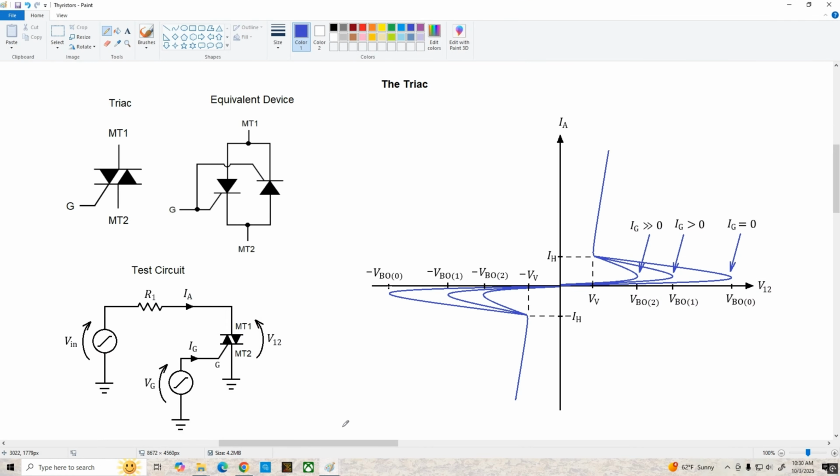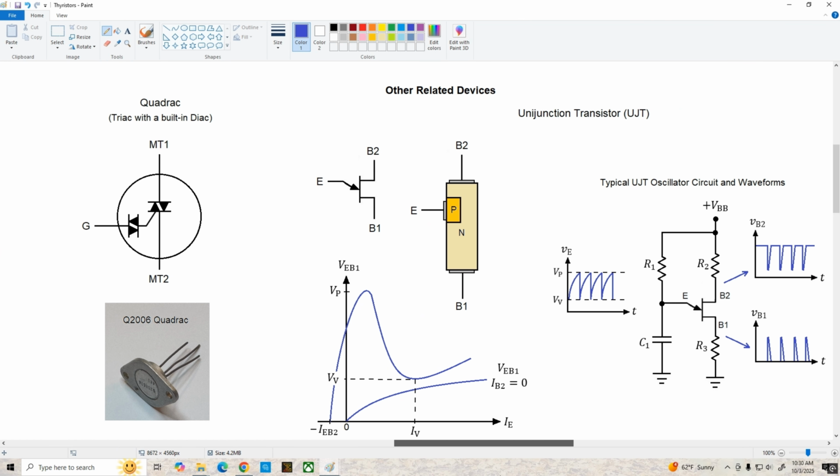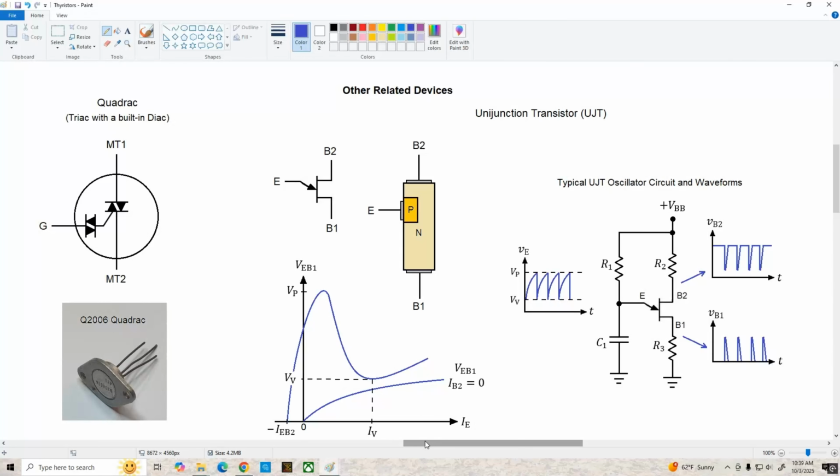Now what we're going to do next is wrap things up, and we're going to look at one last thyristor and another related device. The final thyristor we'll look at is called a Quadrac, and is just a Triac with a built-in DIAC as shown here in the symbol. Now I haven't discussed the reason why we'd want to put a trigger diode in series with the gate, but we'll get to that in the next video.